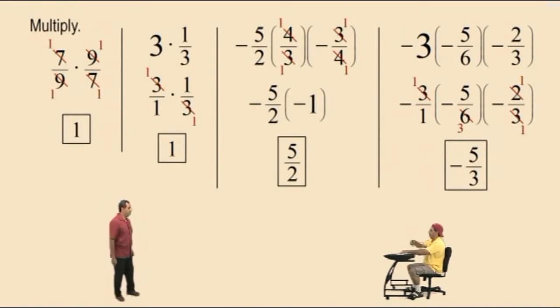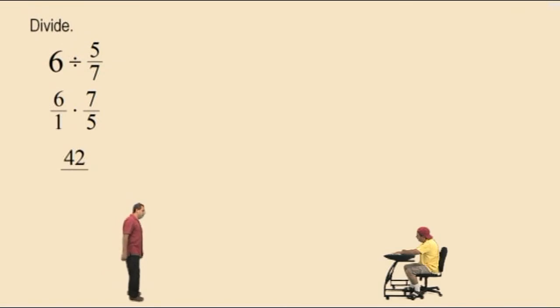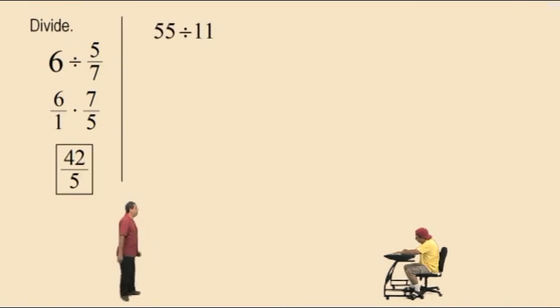Okay, let's do a little division now. 6 divided by 5 sevenths. Let's write the 6 as a fraction. And remember, when we divide with a fraction, we multiply by the what, Charlie? Reciprocal. That's right. So we multiply by 7 fifths. Nothing cancels. So straight across the top, straight across the bottom, 42 over 5, right? Very nice.